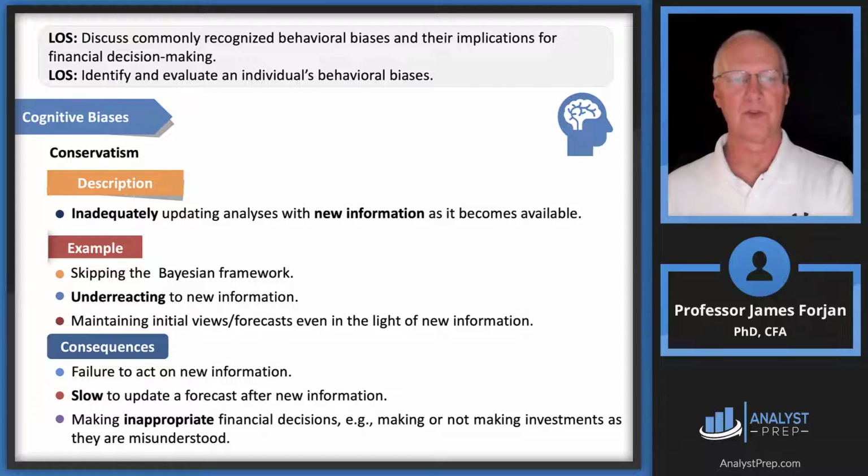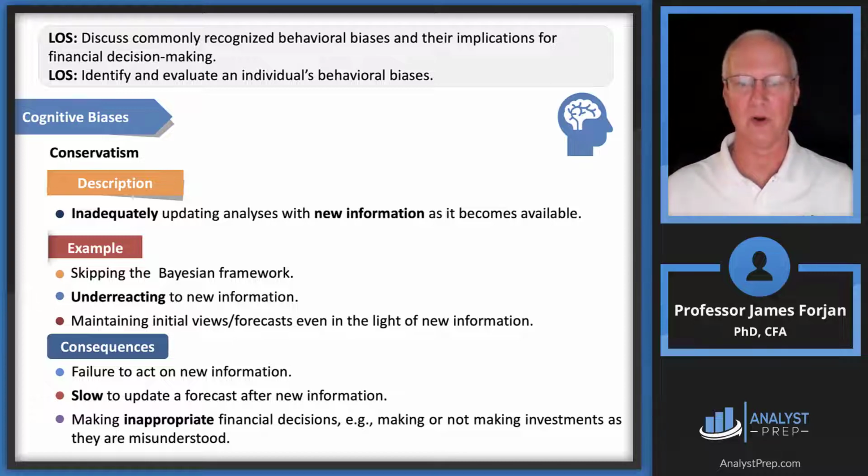We might be slow to update our new information. So look at the examples. Underreacting to new information, that's a perfect one. We say something like, that new information about Milton Hershey, I'm not going to worry about that. I'm going to discount it. I'm going to underreact to it. I'm not going to attach the weight that it deserves.